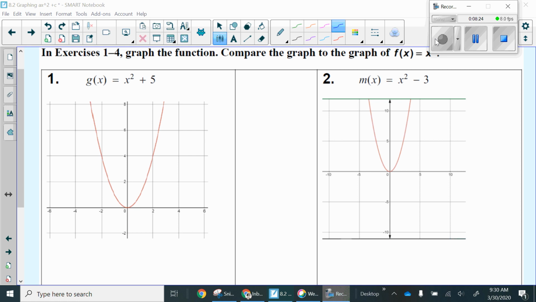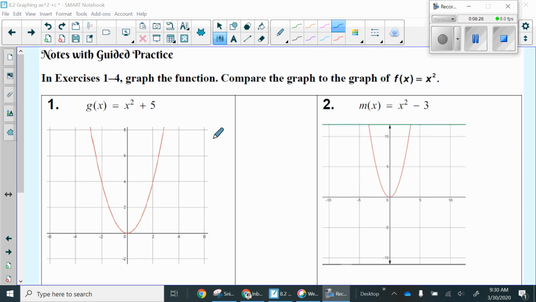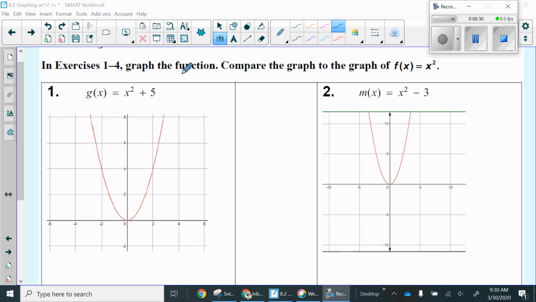Okay, so here we have a little bit of practice. We've got 4 questions, and it says to graph the function and compare the graph to the graph of the parent function x squared. So I've gone ahead and graphed in Desmos what the parent function looks like, and now we're just going to go ahead and graph function g. So this is like our before, and what's our after going to look like?